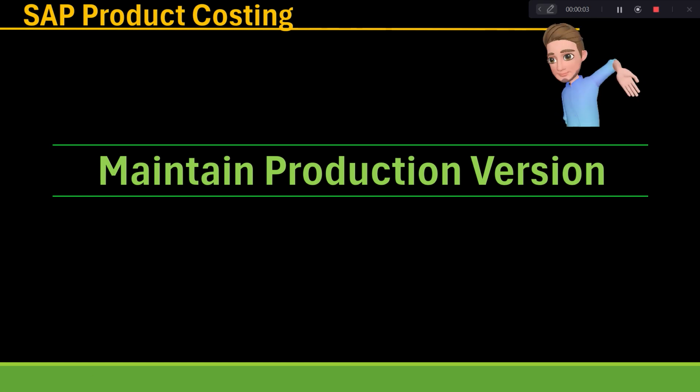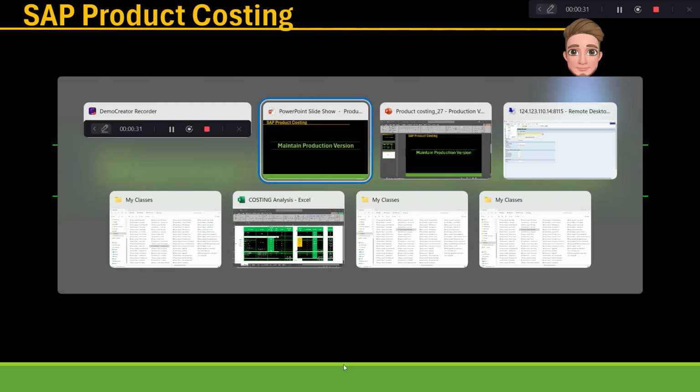Hi all, welcome to the shortest session of the entire course curriculum, the SAP product costing. I have made it a separate topic rather than including it in any other topic. Ideally, this step is done after you have created a bill of material and routing. Both of these you need to assign to your material. So directly we will go into the demo.